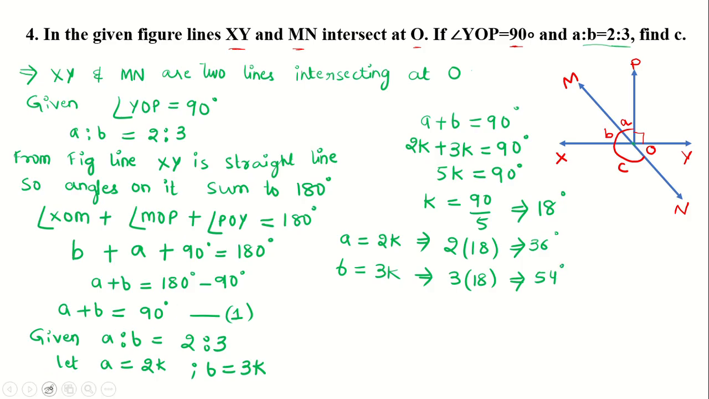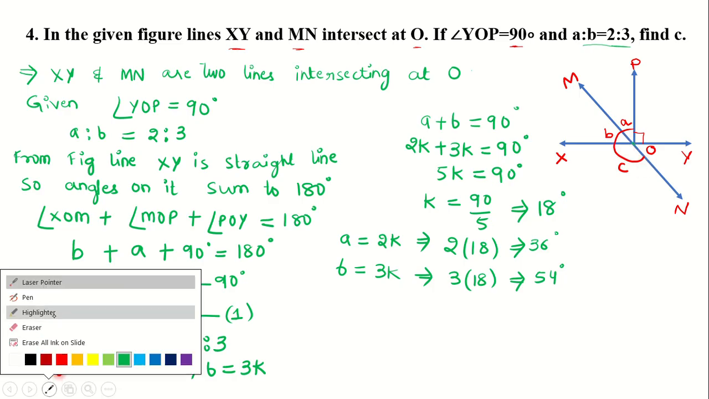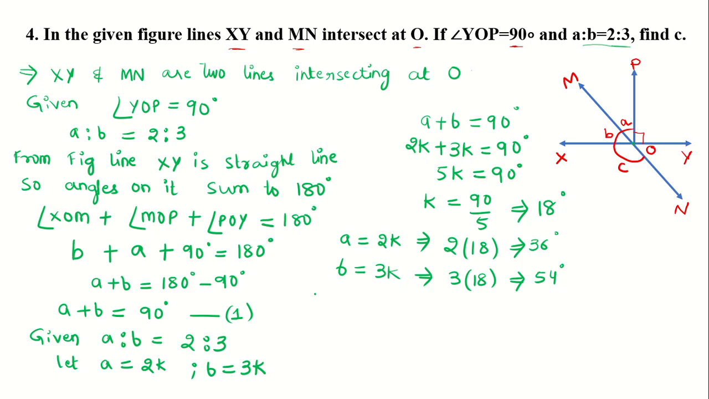So, from the given figure, with the help of this line XY, we found the values of A and B. Now, we are required to find the value of C. Which line can we consider? We can consider this straight line MN to find the value of C. MN is a straight line.